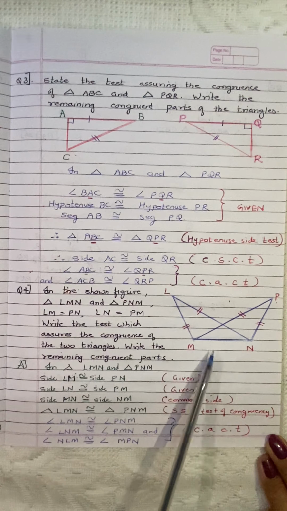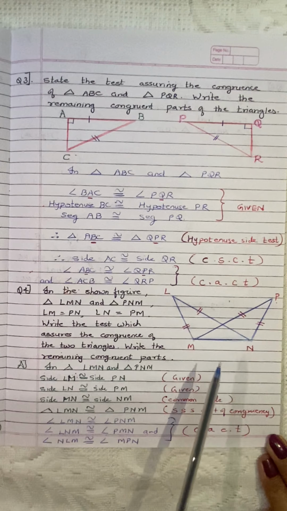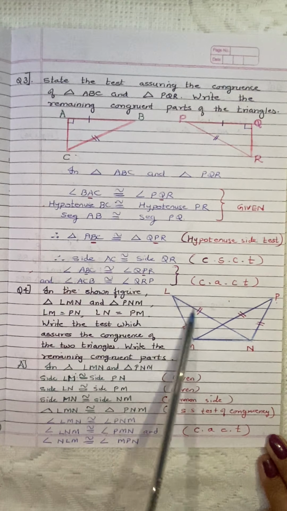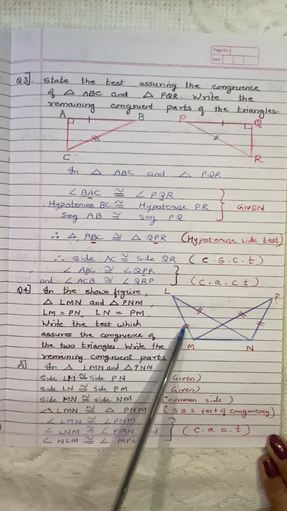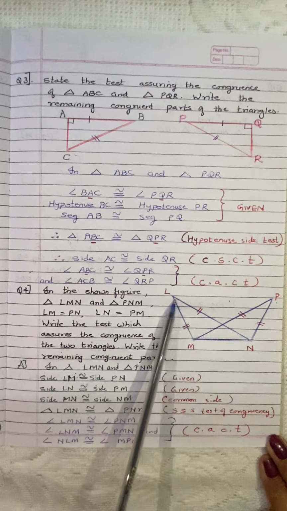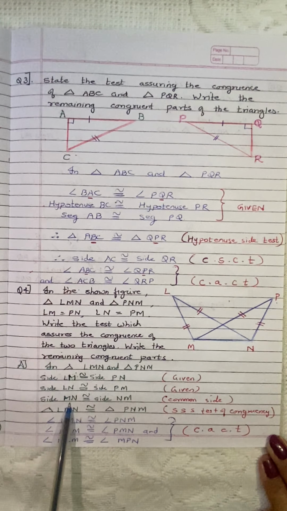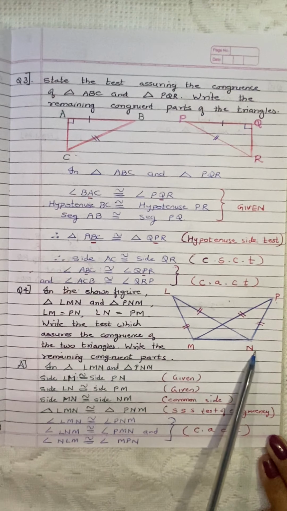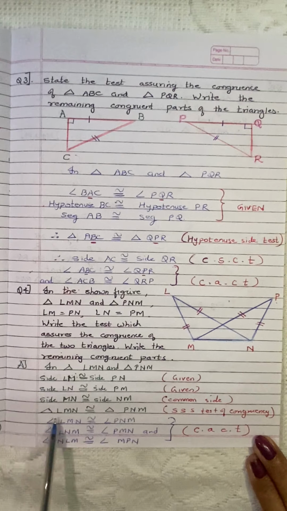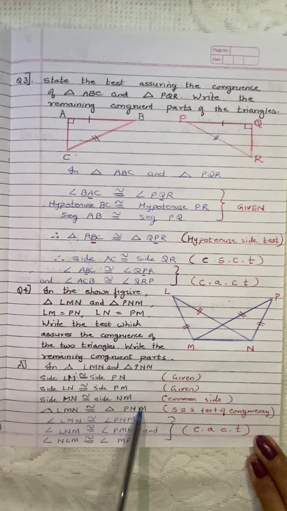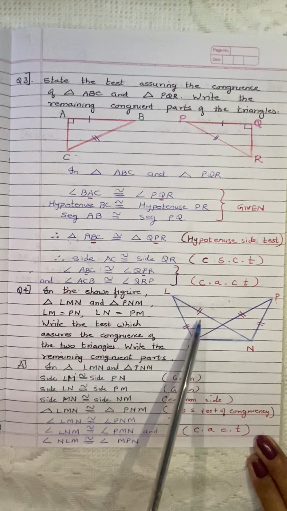In triangles LMN and PNM, LM is congruent to PN. This is given. Then LN is congruent to PM. This is given. See, the markings help us to understand that this side is equal to this side and this side is equal to this side. Side MN is congruent to side MN because this is the common side of both the triangles. So triangle LMN is congruent to triangle PNM by SSS test.